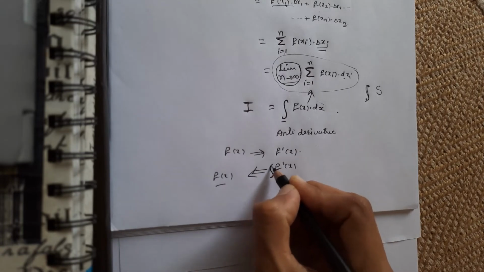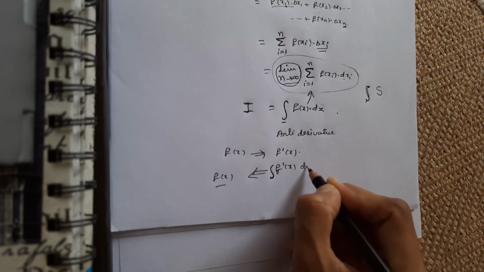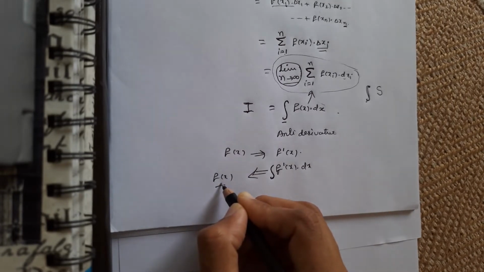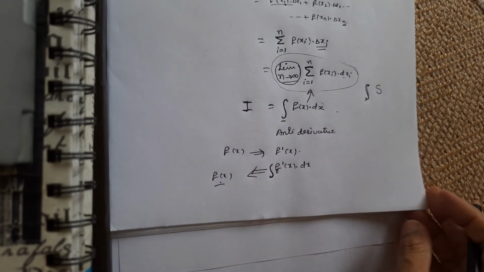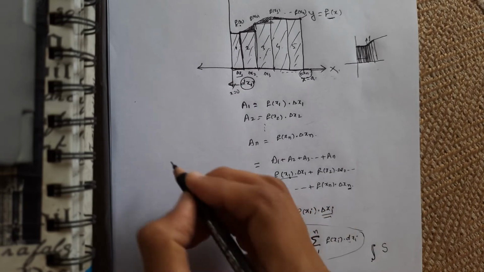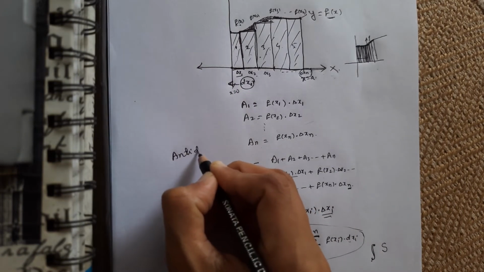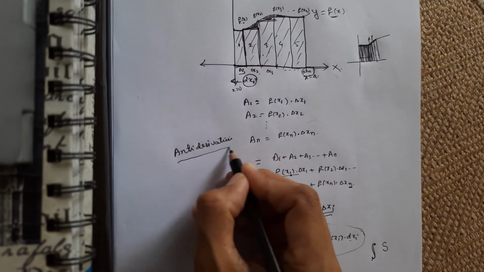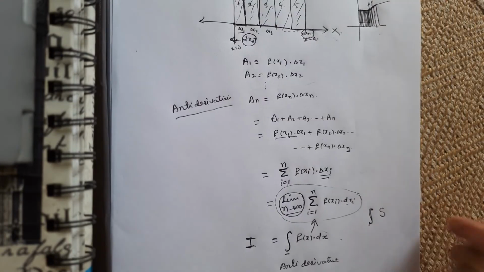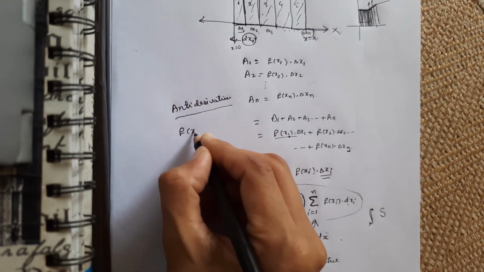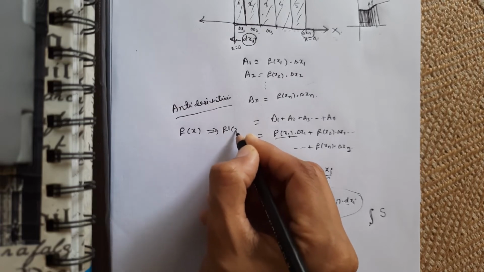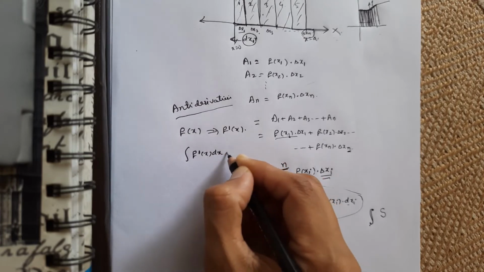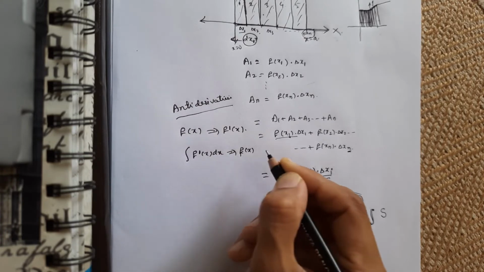So whenever you integrate this derivative f dash of x dx, it gives you the original function f of x, and that's why integration is called the antiderivative. So from this we know that it's a reverse procedure of differentiation. If the derivative of f(x) is f dash of x, then the integration of f dash of x dx is f of x.